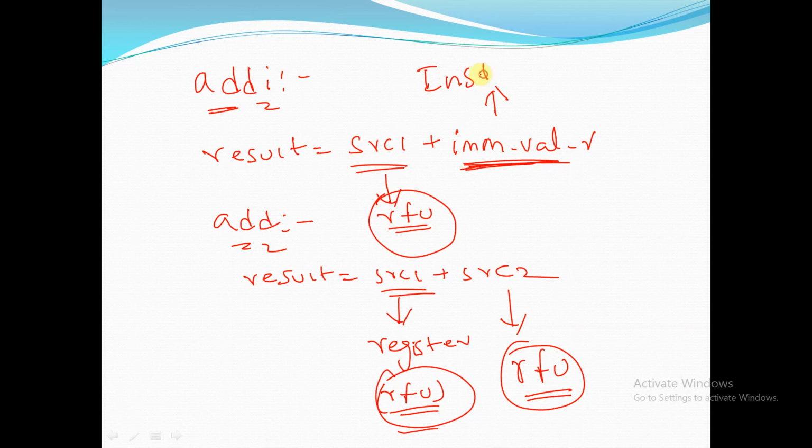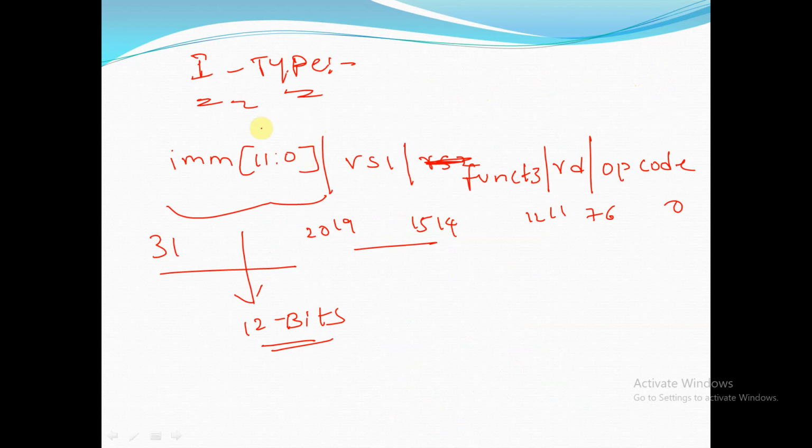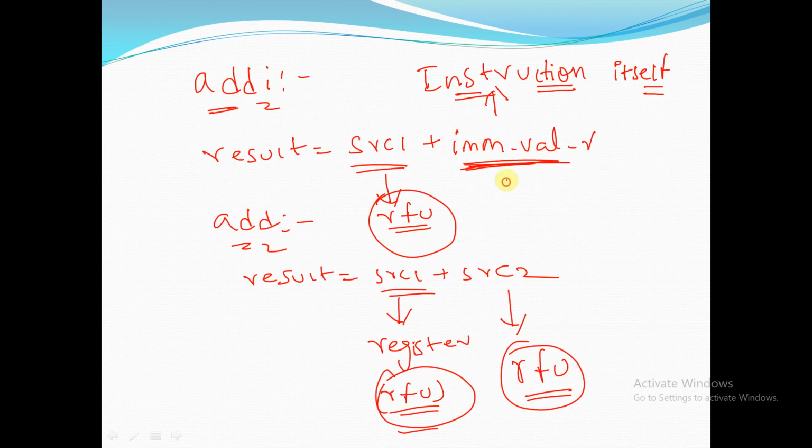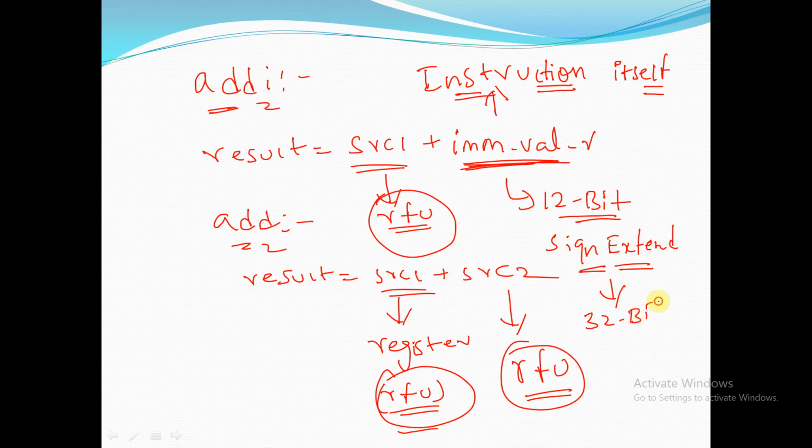In the theory sessions we also discussed that the immediate value is provided in the instruction itself. We have seen the I type format, where we provide the immediate value in the instruction itself. But this is 12 bit, so we have to sign extend this value to 32 bits. So this 12 bit value we should sign extend to 32 bits.